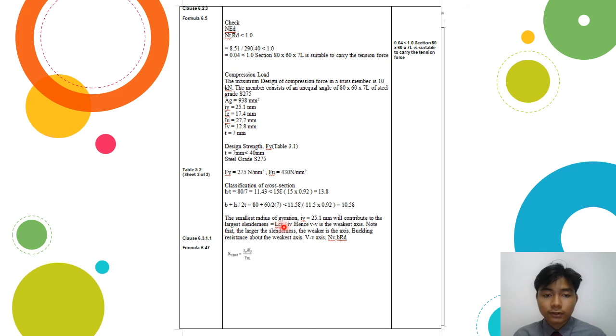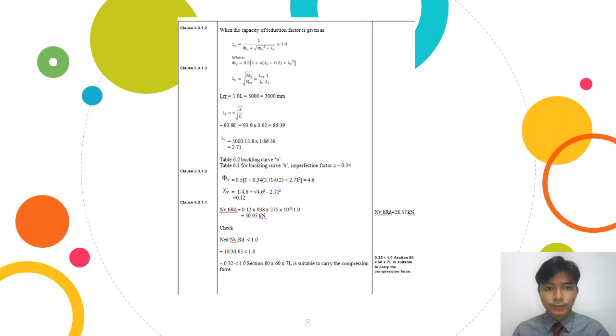The smallest radius of gyration is iv 12.8, which will contribute the largest Lcr, and v-v is the weakest axis. Note that the larger the slenderness, the weaker the axis buckling resistance about the weakest axis. The v-v axis is NbvRd, clause 6.3.1.1 formula 6.47. This one is the formula. When the reduction factor chi is given as clause 6.3.1.2, so the chi formula is given in that clause.